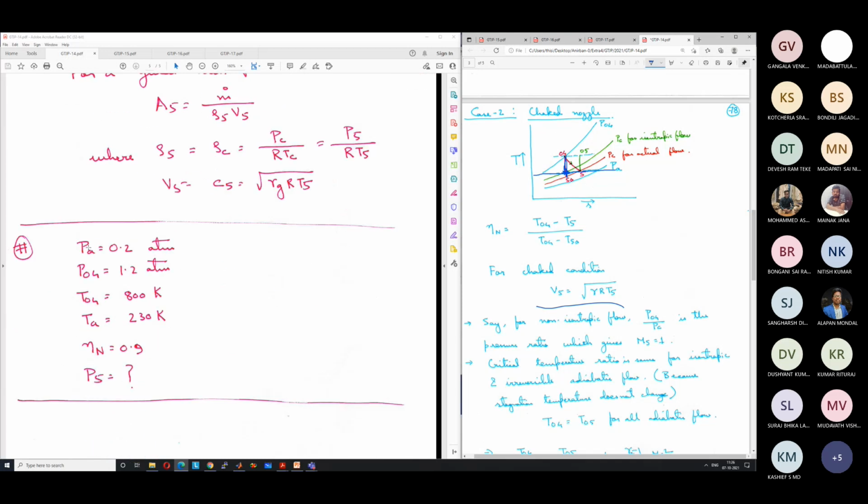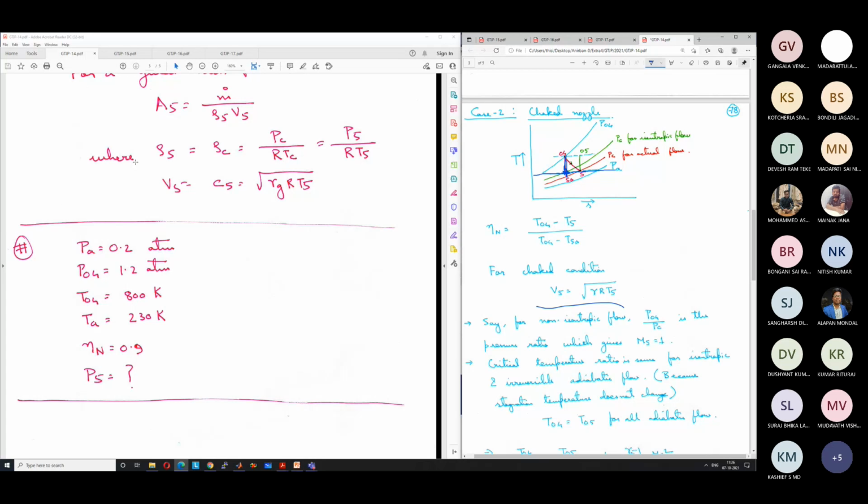And we had ended the class with a very short problem just to test our understanding: the atmospheric pressure is 0.2 atmosphere. The inlet pressure to the nozzle, or turbine exit pressure, is 1.2 atmosphere. Inlet temperature of the nozzle is 800 Kelvin, ambient temperature is 230 Kelvin, and nozzle efficiency is 0.9. So we wanted to find out what is the nozzle exit pressure. Any questions up to this point here?